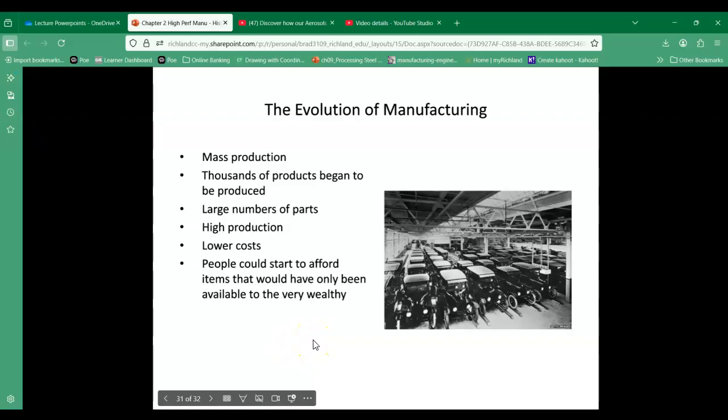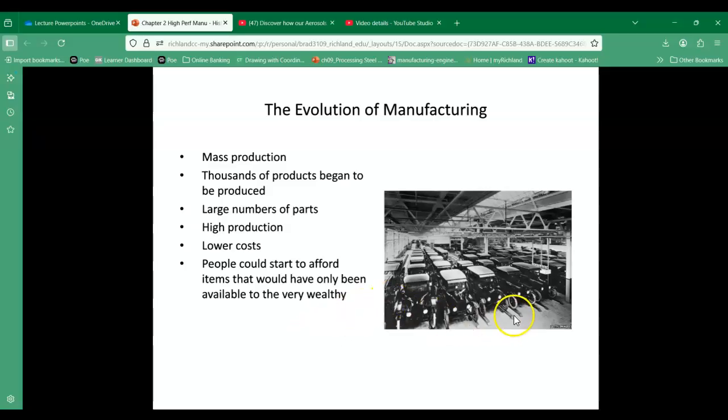So as we began to become more and more involved with mass production, where we were having thousands of products being produced, that gave rise to a need for a large number of parts and even higher production. Of course, the more parts that we make, the lower our costs generally could become. So we started to get lower and lower cost on these products, and that lower cost meant that the everyday person could start to afford items that traditionally would have only been available for the very wealthy.